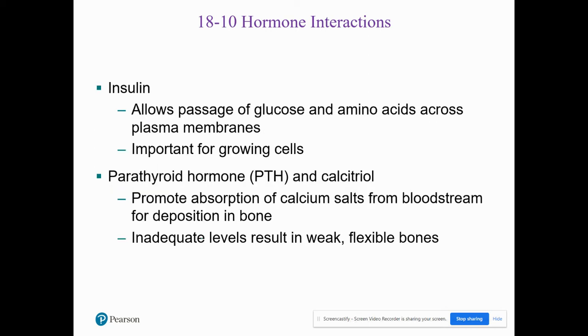But all right, insulin, again, gets the passage of glucose and amino acids through the plasma membranes.